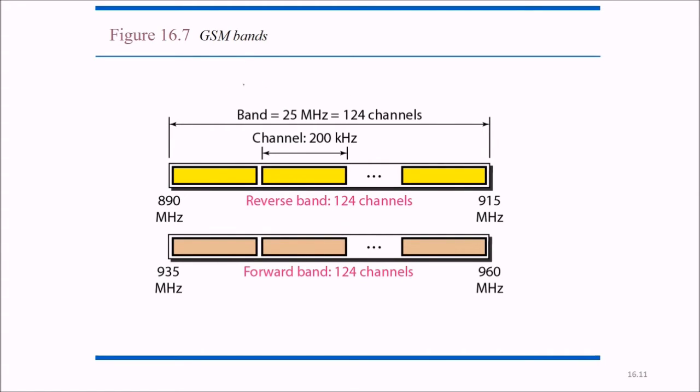In case of GSM, that is Global System for Mobile, this is the 25 megahertz frequency range. For the reverse band and for the forward band, both have 124 channels, and each channel is 200 kilohertz. This is how we divide the GSM bands for forward and reverse.